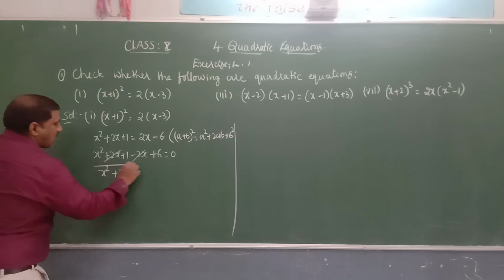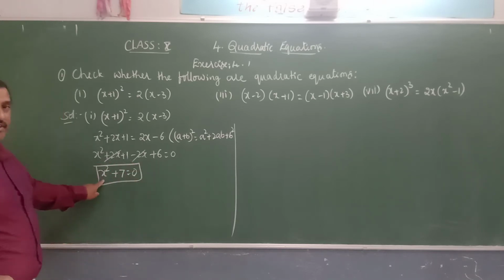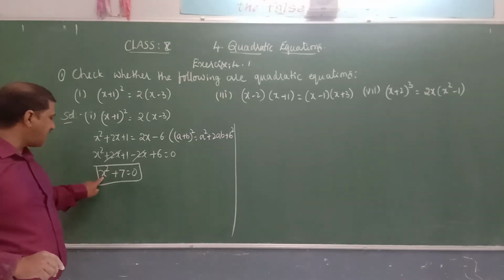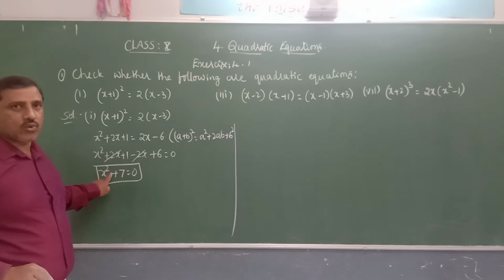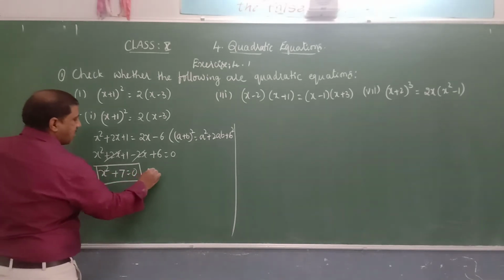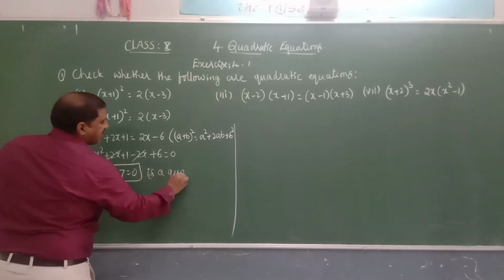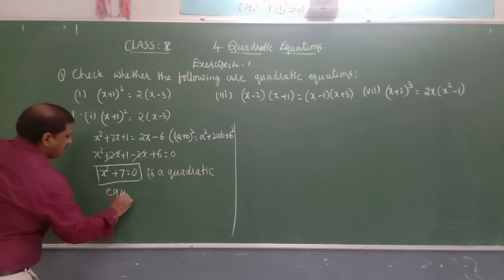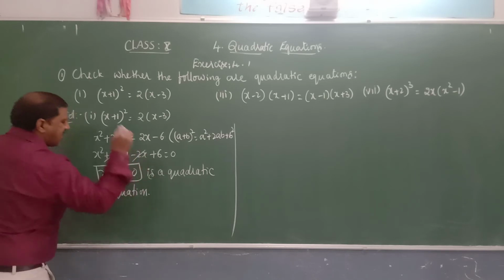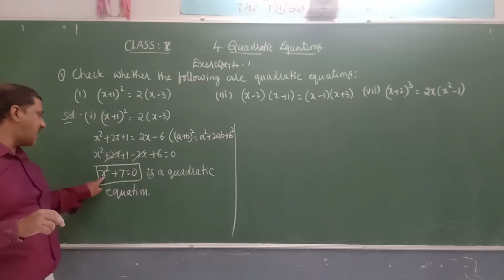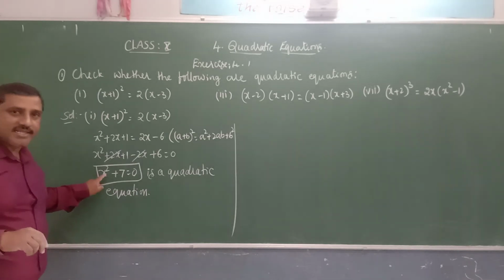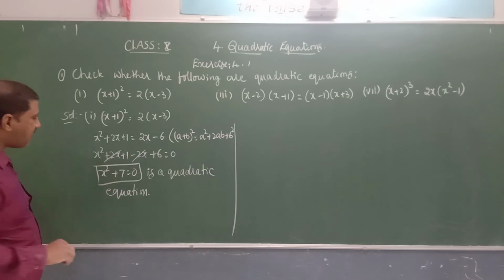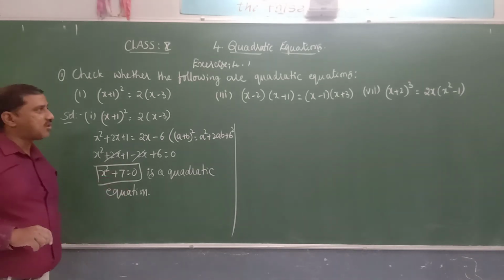Now is it a quadratic equation or not? Why is it a quadratic equation? Because its degree is 2. What is the value here? It is x, and its power is 2. So it is a quadratic equation. Why is it a quadratic equation? Because its degree is 2 and it is in the form of ax square plus c is equals to 0.